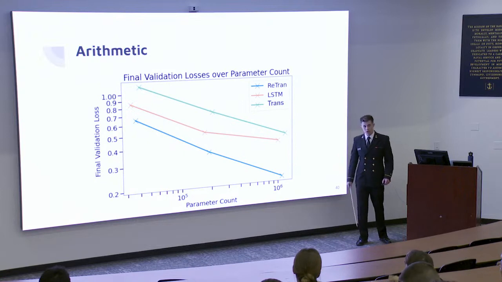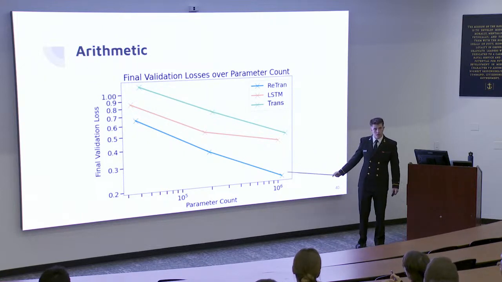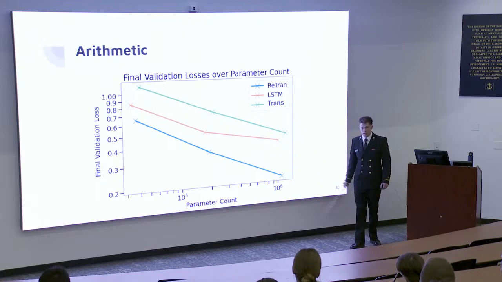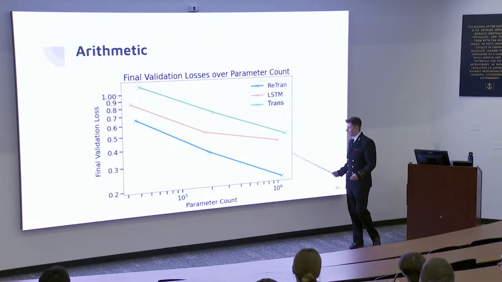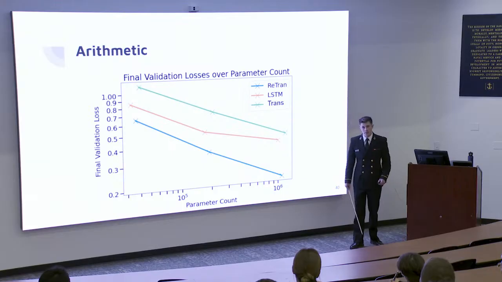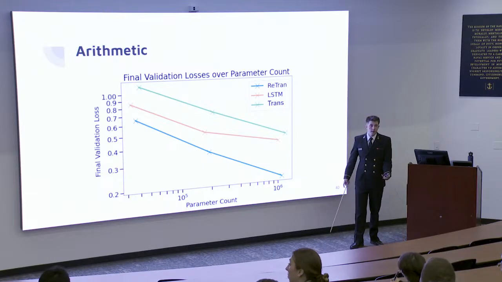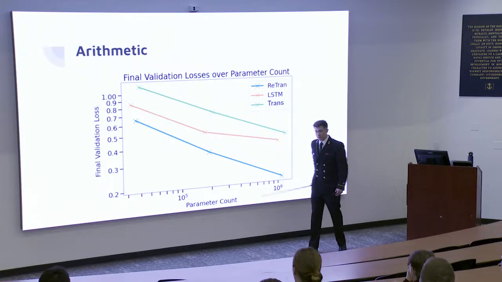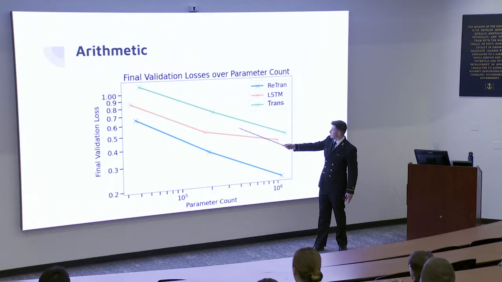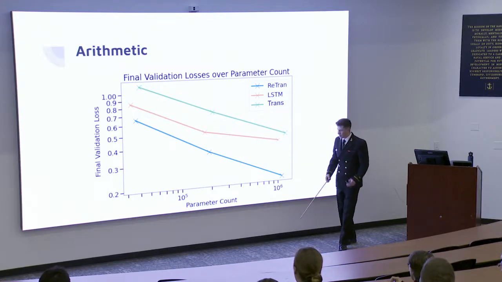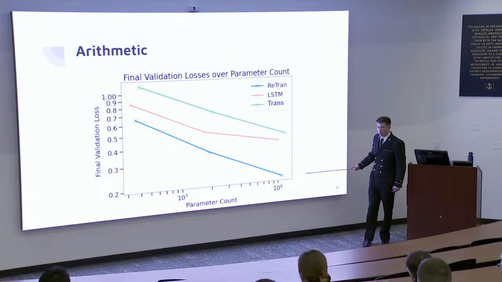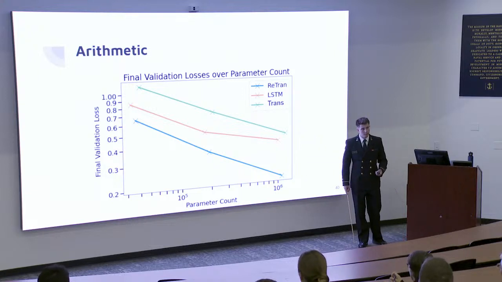Next, our final validation losses over the parameter count for each architecture. Again, our RETRAN significantly outperforms the LSTM and transformer at all sizes. It performs roughly as well as a transformer that has 10 times as many parameters. And you can see that this is validation loss, a lower number is better. The RETRAN has a slightly steeper negative slope than the LSTM and the transformer, indicating that as the model sizes increase, this distance between the RETRAN and transformer is going to gradually increase as well.